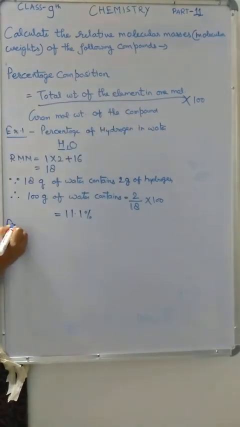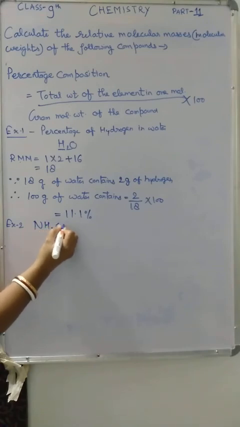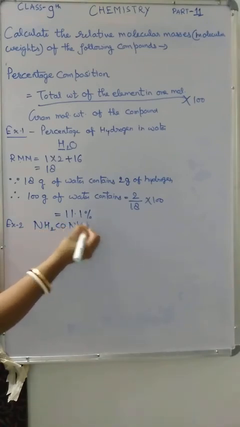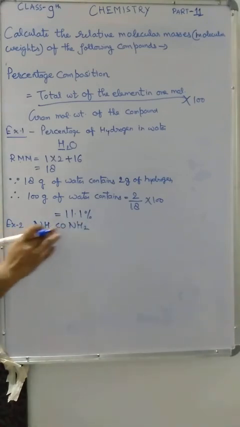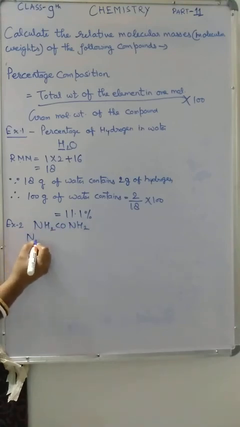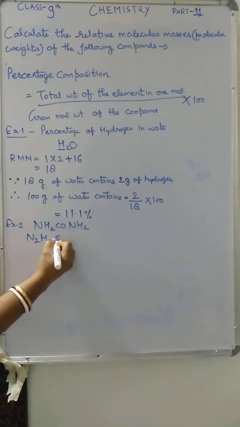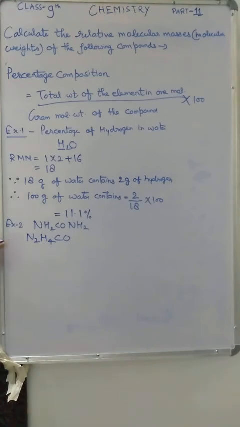One more example you can see. We have to find out the percentage of nitrogen in urea. The chemical formula of urea is NH2CONH2. For your convenience, you can write the formula like this. See how many nitrogens are there? 2, so you can write N2. Hydrogen 4, so you can write H4. Then you can write N2H4CO.